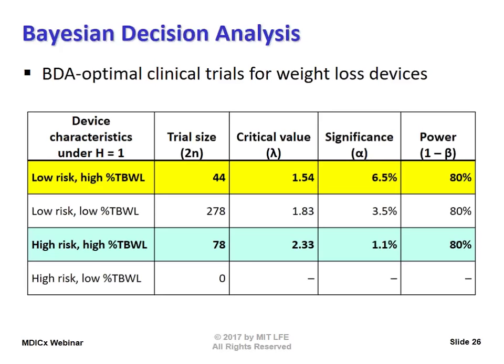And finally, for the last case, where under the alternative hypothesis the device has high risk and low total body weight loss, we see that the framework tells us that we should reject this device without even running a clinical trial. Again, here, even if the device is slightly effective, the high mortality risk makes it less preferred than the control treatment of diet and exercise. But this doesn't necessarily have to be the case for all subgroups of patients. This is the case for the average patient.